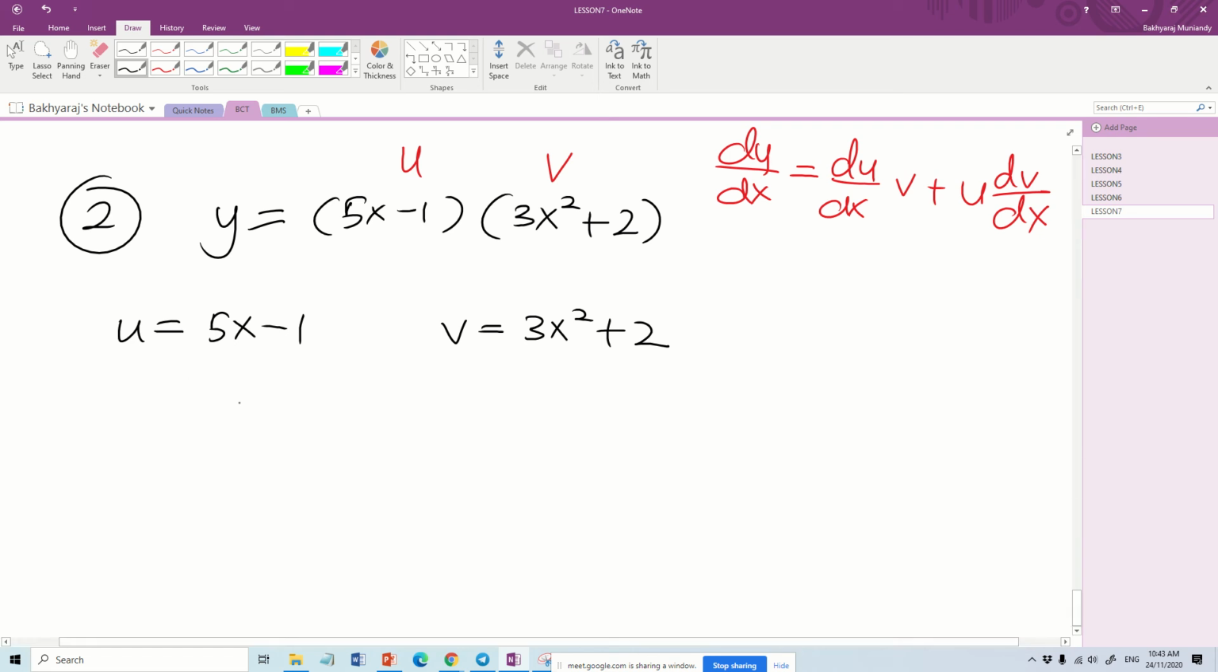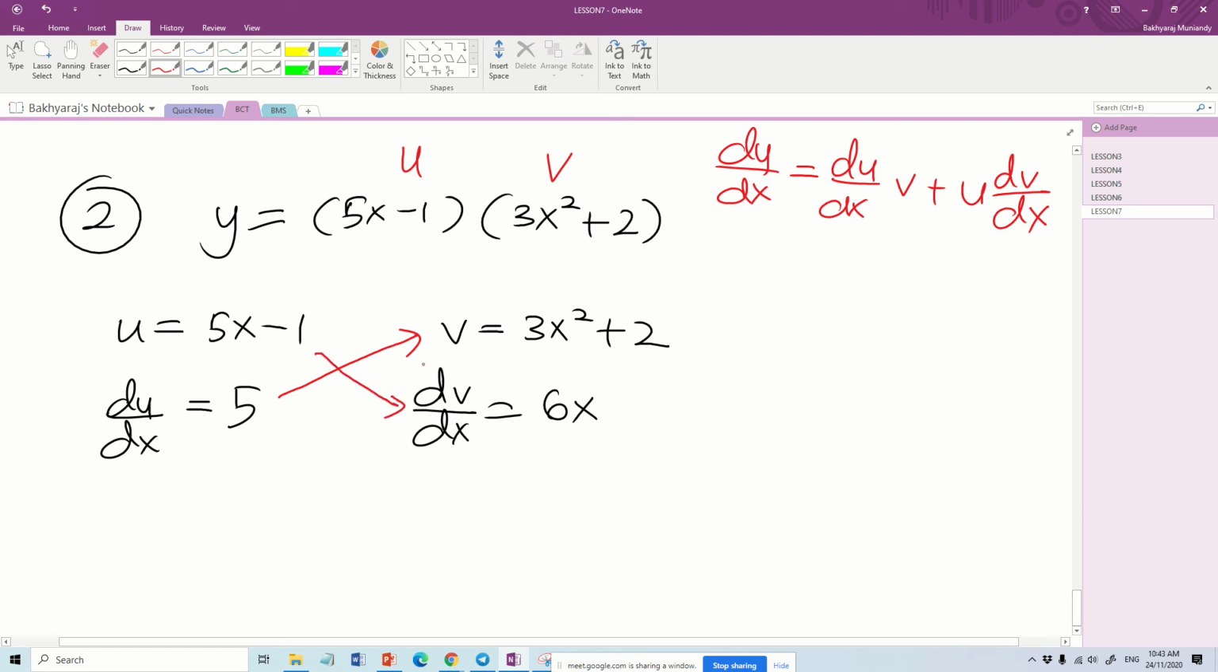Okay, so anyone want to try? What is your du dx? So du dx is equals to 5, betul? Du dx ialah 5, correct? And what about dv dx? Correct. So 6x betul. So kita do cross multiplication. So du times v, u times dv. And then put it into the formula, masuk formula. So dy dx masuk dalam formula.